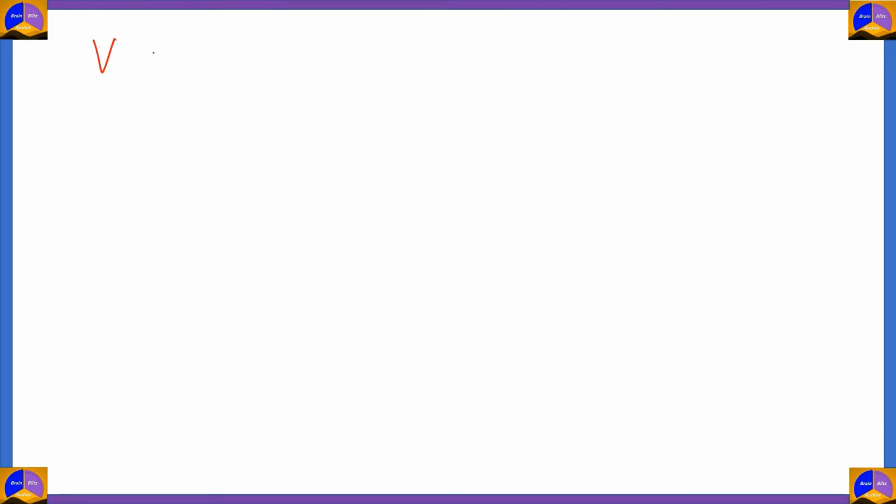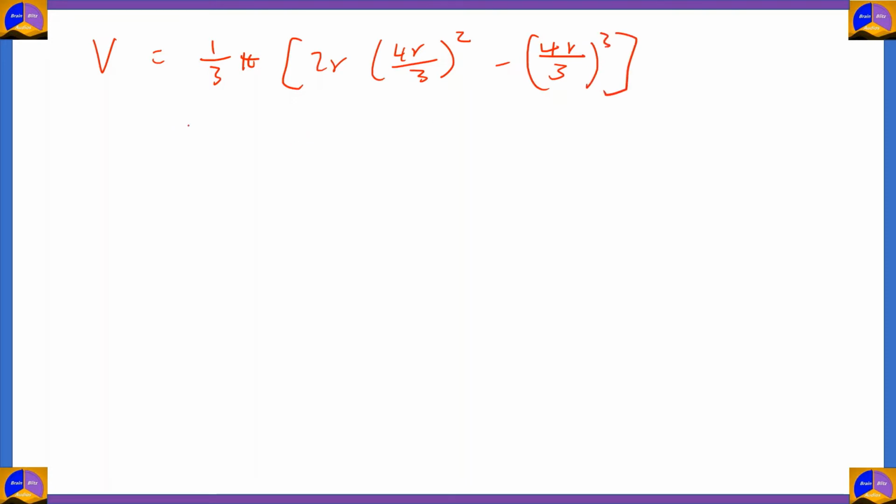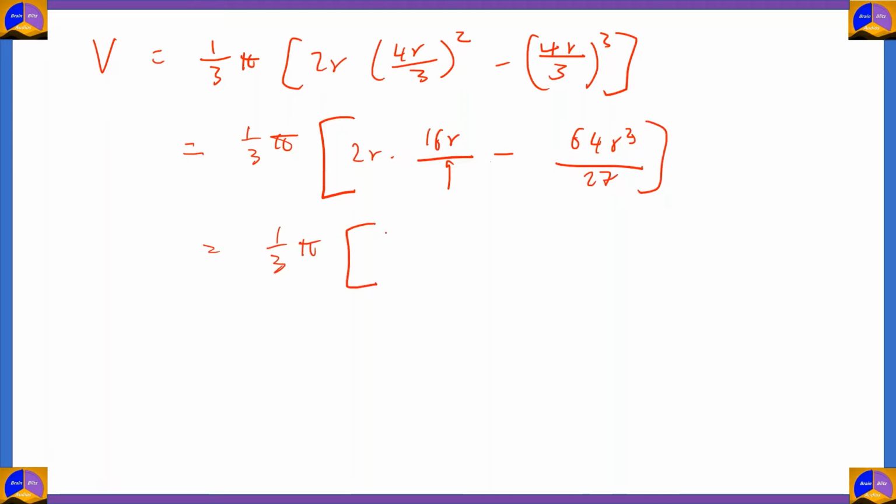Now let's go back to the original equation for volume. Volume is 1 by 3 pi into 2r, 4r by 3, the whole square, minus 4r by 3, the whole cube. So that'll be equal to 1 by 3 pi, and then in the brackets, 4r the whole square will be 16r square divided by 3 square is 9, minus 4r the whole cube is 64r cube divided by 3 cube is 27. So we'll get 1 by 3 pi, and then inside bracket 32r cube by 9 minus 32r cube by 9 minus 64r cube divided by 27.